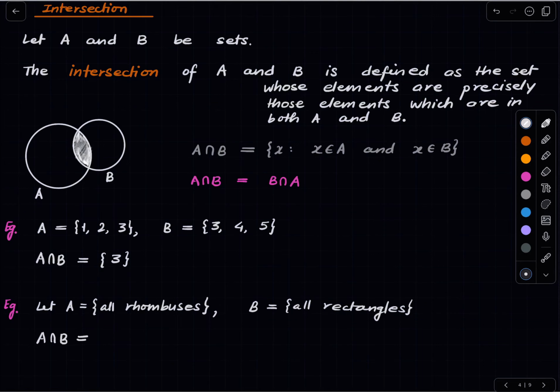What is a rhombus? A rhombus is a quadrilateral whose all 4 sides are equal. That's the definition of a rhombus. And a rectangle is a quadrilateral whose all 4 angles are 90 degrees. So if you intersect all rhombuses with all rectangles, what you get is all squares. Okay? So just a test of your geometry knowledge.